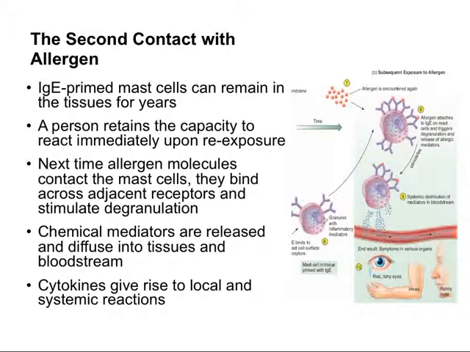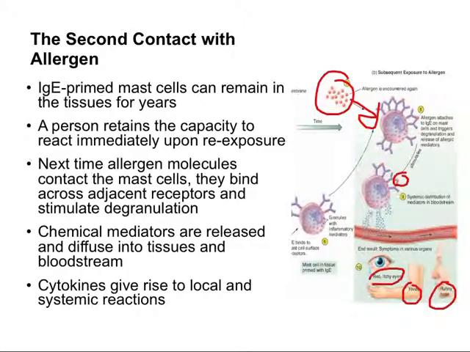Next time the allergen molecules contact the mast cells, they bind across adjacent receptors, which stimulates degranulation. These chemical mediators like histamine are released and diffuse into the tissues as well as the bloodstream, and they give rise to local as well as systemic reactions, such as our red and itchy eyes or hives, or a runny nose, perhaps from hay fever. Let's take a look at a quick animation that shows type 1 hypersensitivity reactions.